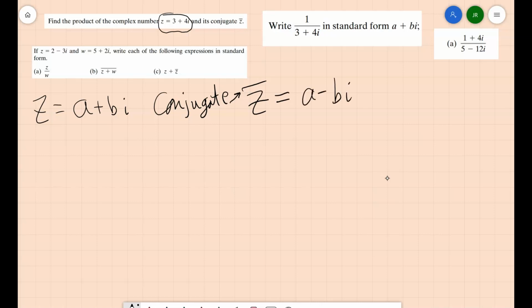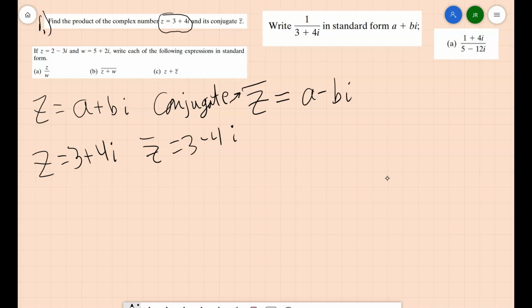So the conjugate will always keep the real part the same, but it'll always change the sign of the imaginary part. So if this was a minus bi, the conjugate would be a plus bi. All right, so for this example here, I'm going to call this number 1. Find the product of the complex number z equals 3 plus 4i and its conjugate, z bar or z conjugate. So if z is 3 plus 4i, then z conjugate will equal 3 minus 4i.